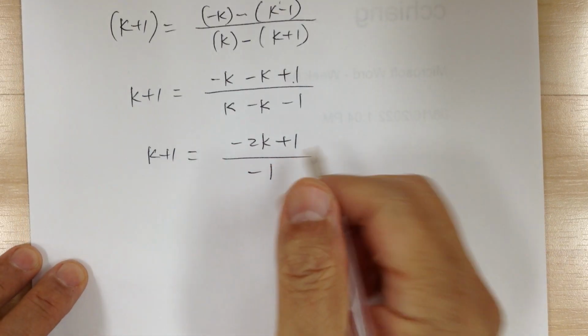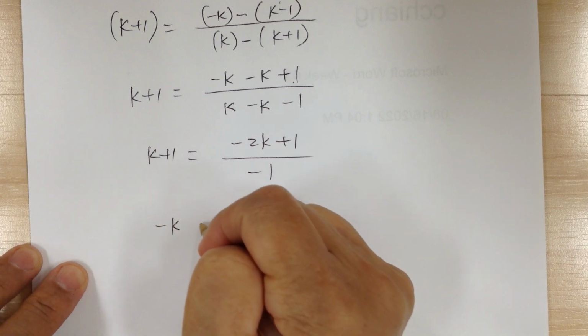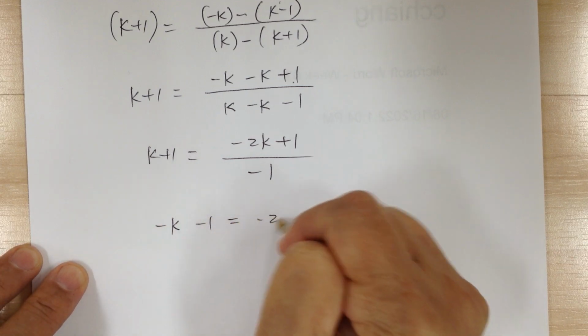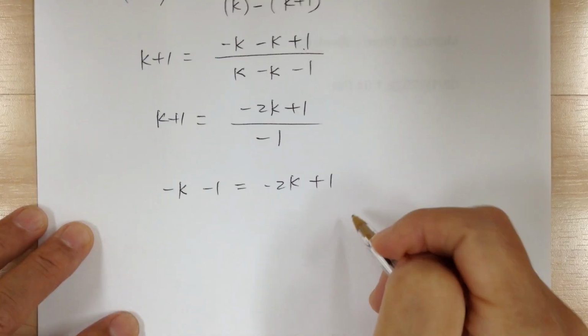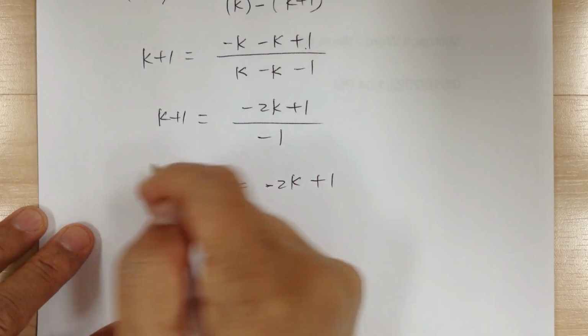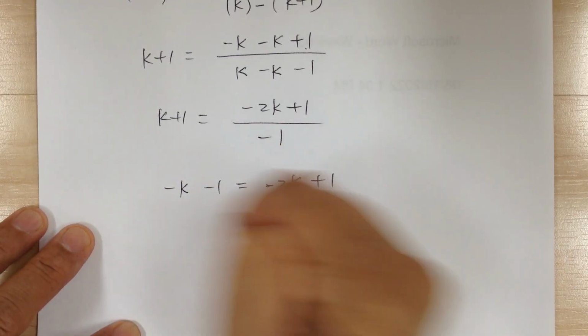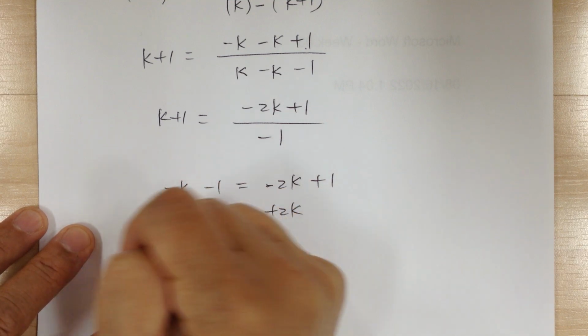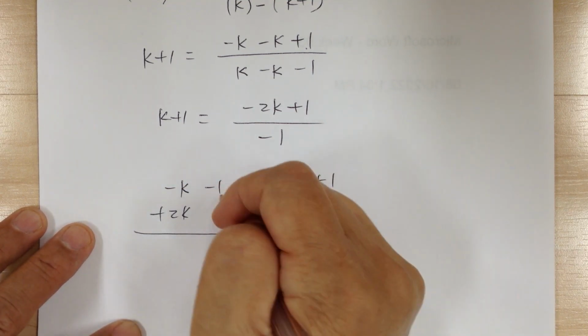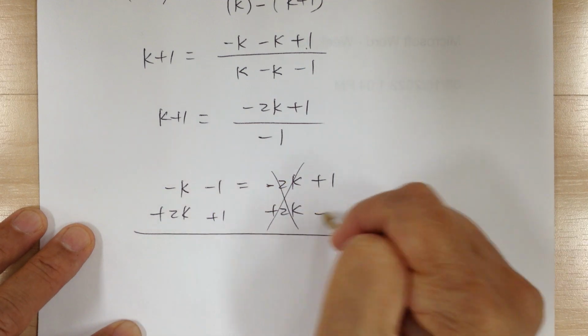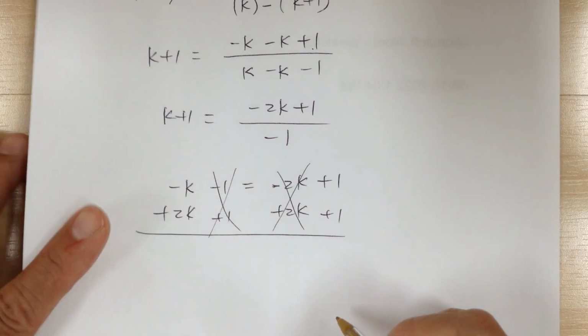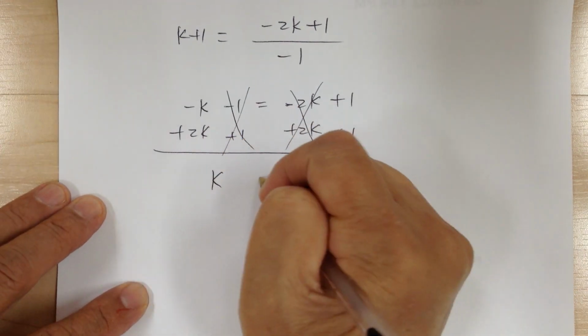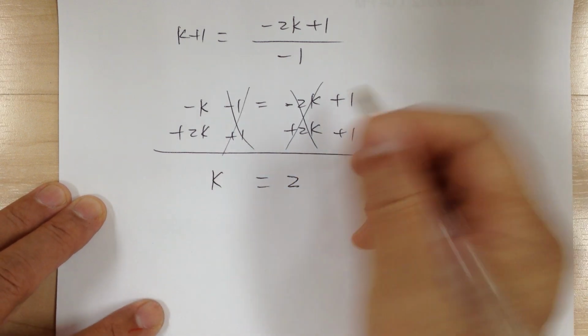Okay, let's go and cross multiply. So you got negative k minus 1 equal to negative 2k plus 1. Okay, so let's go and move the k to this side. So plus 2k, plus 2k. So this will cancel out. And I'm going to move the number to this side. So plus 1 on both sides. So this will cancel out. So I get k equal to 2. And that's it.